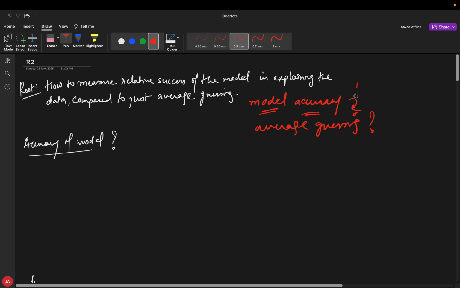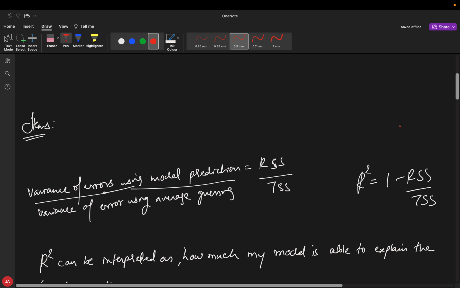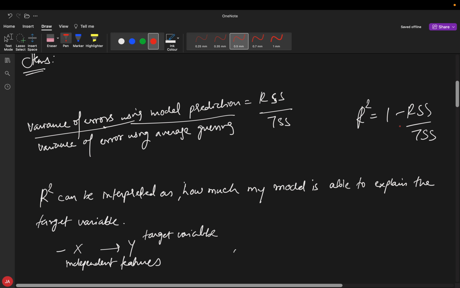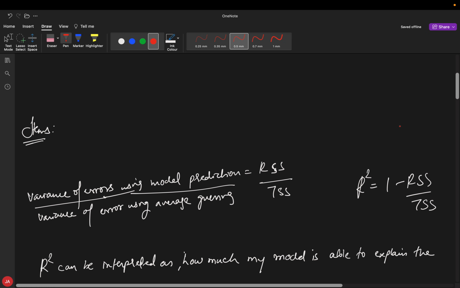How much better? Let's say we want to compute this. How much better are my model's predictions than the average guessing? So how do we calculate this? It's again a simple statistical formula: we divide the variance of errors using model predictions by the variance of error using average prediction, right?